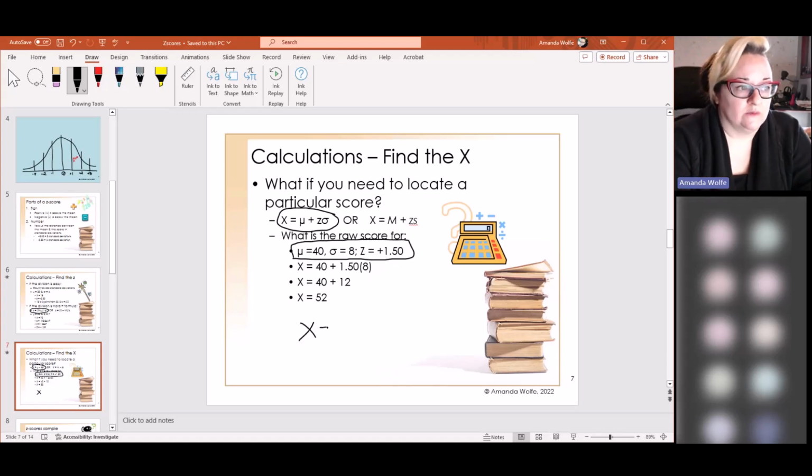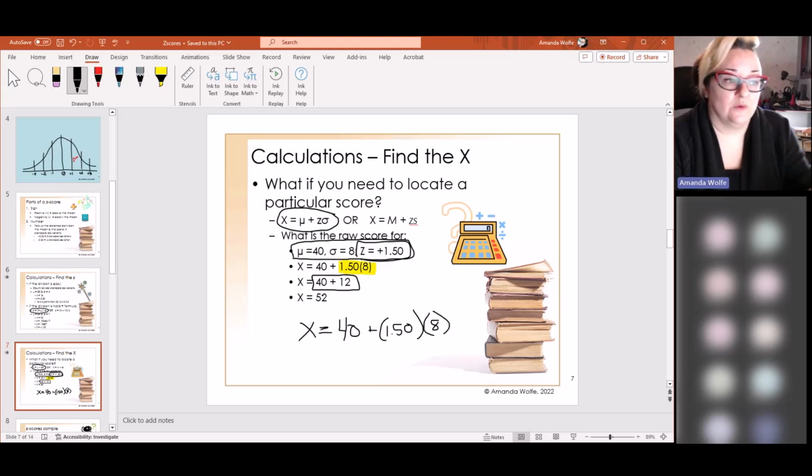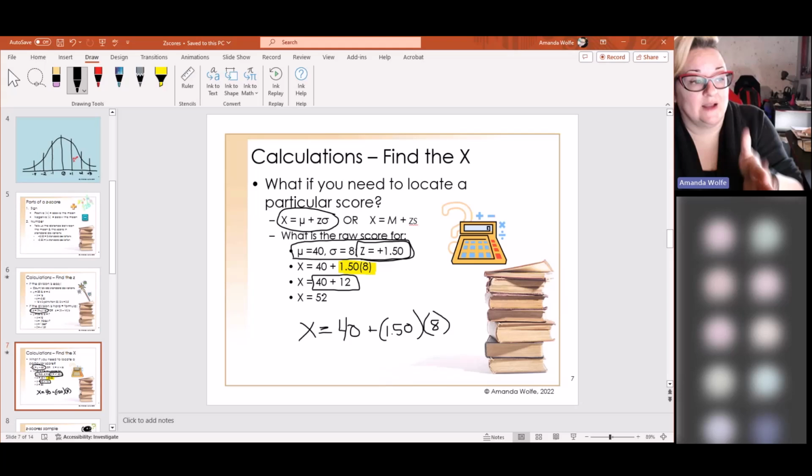I'm interested in what the raw score was that went with this Z score. So I've got 40 as our average, and we're going to add to it this Z, which was 1.5, multiplied by the standard deviation, which is 8. The key here is I have to do the multiplication part first, because of the order of operations. Going back to that PEMDAS, we have to do multiplication before we do addition. So that's why the next line is 40 plus 12, because 1.5 times 8 is 12. And that's how we get 52. So the raw score originally for this example was 52.